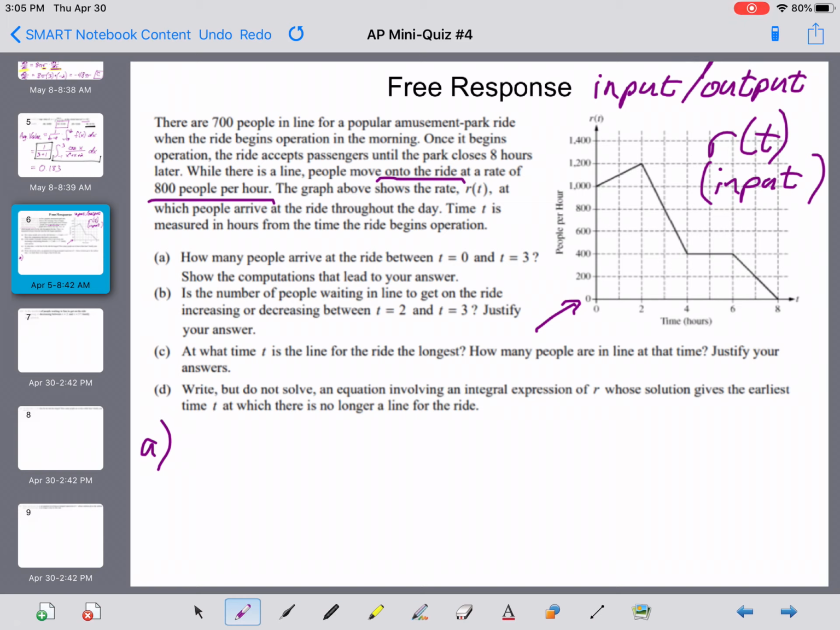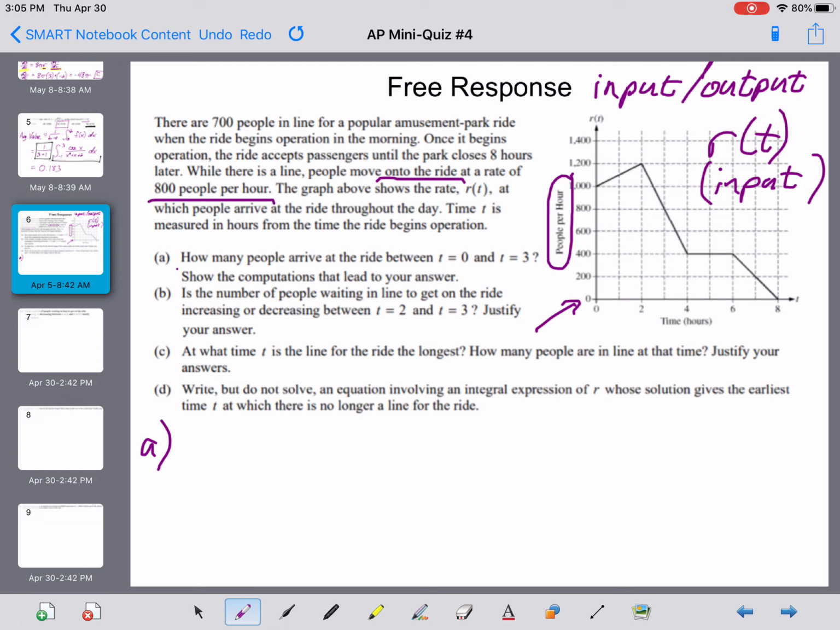Okay, so here we go. Let's take a look at part A. How many people arrive at the ride between t equals 0 and t equals 3? All right, guys, now a few of you kind of missed the boat on this one right here. The function we're looking at, R of t, is measured in people per hour.